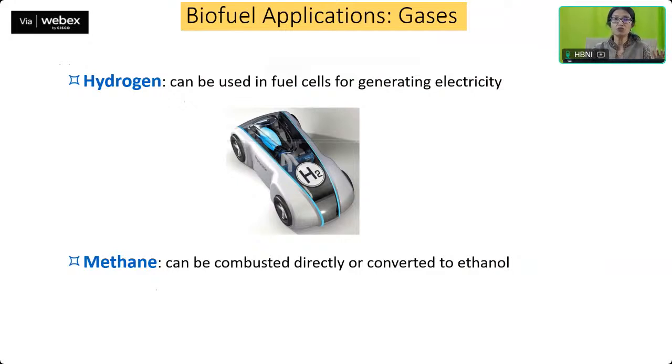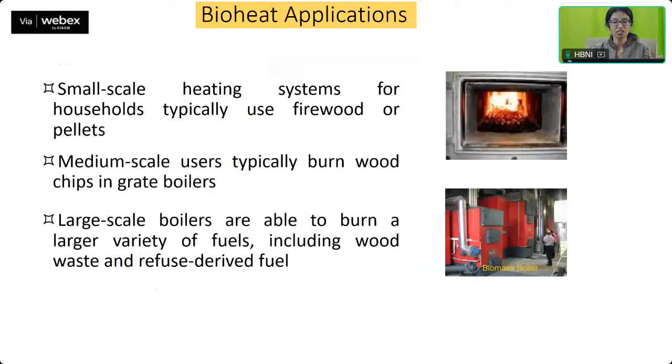In case of gases, hydrogen, of course, can be used in fuel cells for generation of electricity. Methane can be combusted directly or it can be converted to ethane. So these are all the different applications. Then bioheat, as I said, you can use it directly for small scale heating systems for households, typically using firewood or pellets. Medium scale, you can burn wood chips in the grate boilers, and then you have a lot of heat generated.